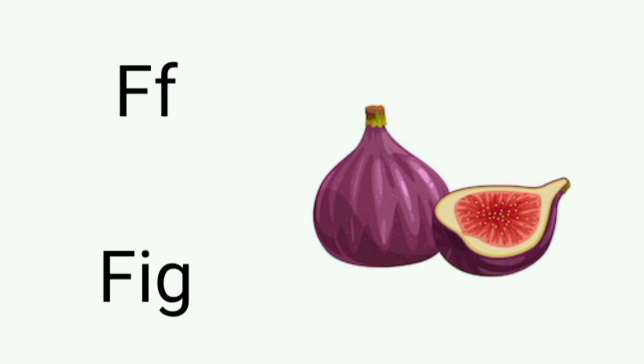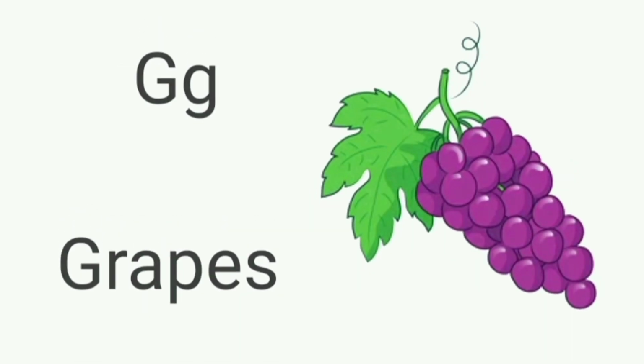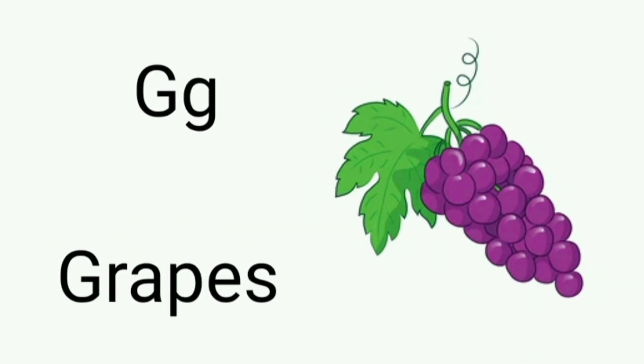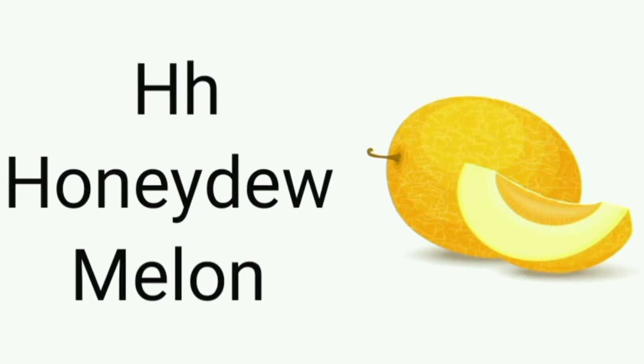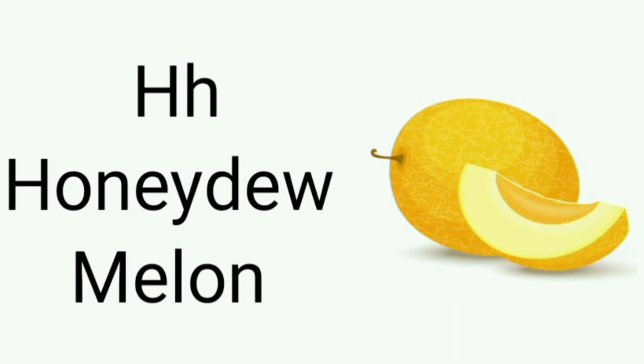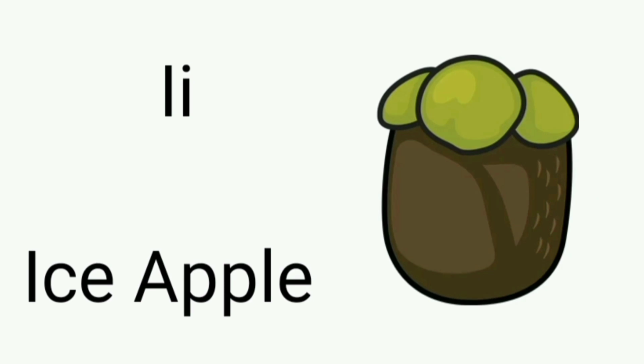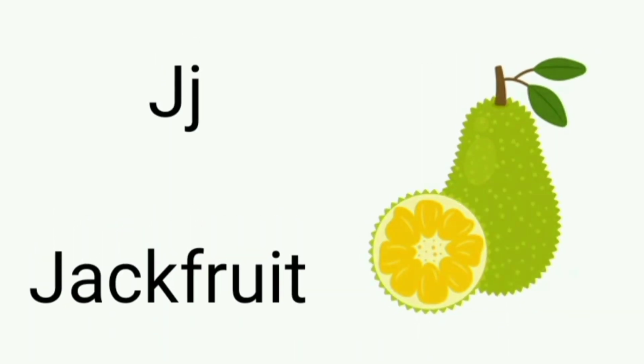F is for fig. G is for grapes. H is for honeydew melon. I is for ice apple. J is for jackfruit.